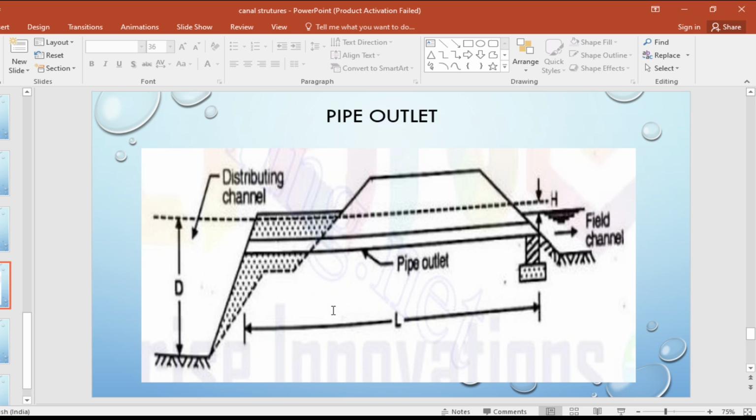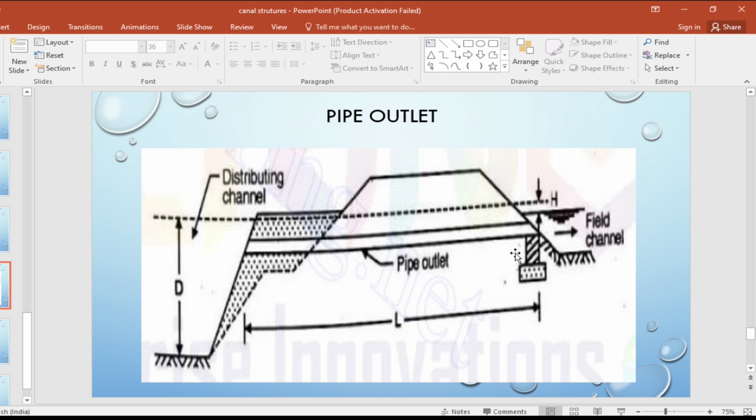Diagrams for this pipe outlet. This is the most common type of non-modular outlet, which is pipe outlet. The submerged pipe outlet, masonry orifice, and wooden chutes are the types which fall in the non-modular category. The pipe outlet, this figure shows the pipe outlet.